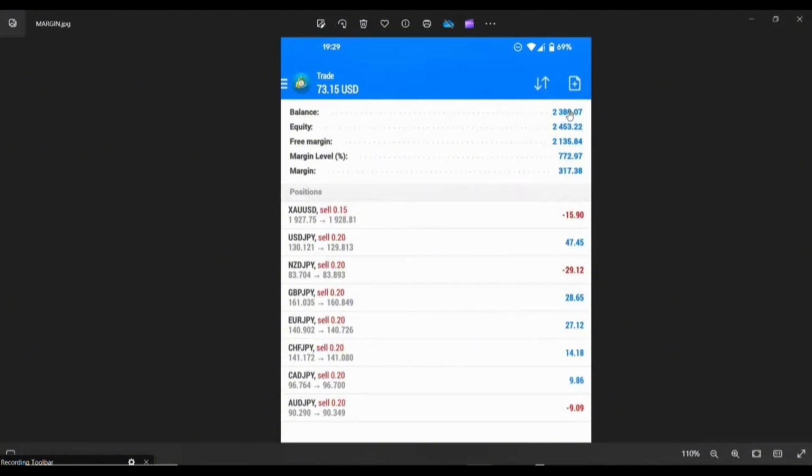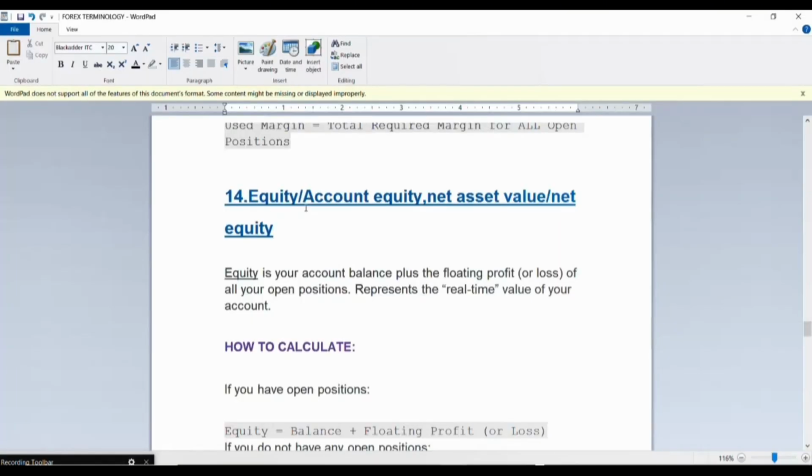I hope you understand. Let's talk about equity. Account equity, net asset value, net equity.